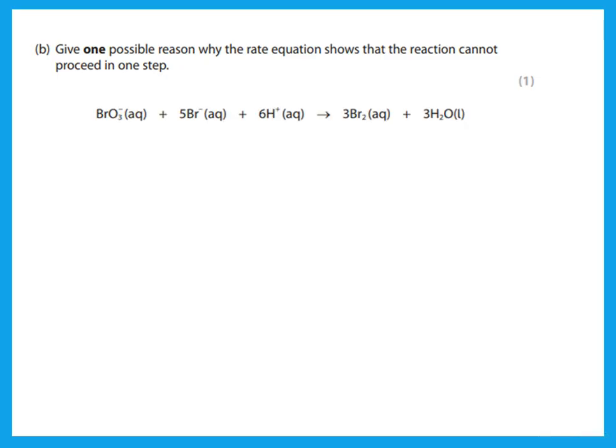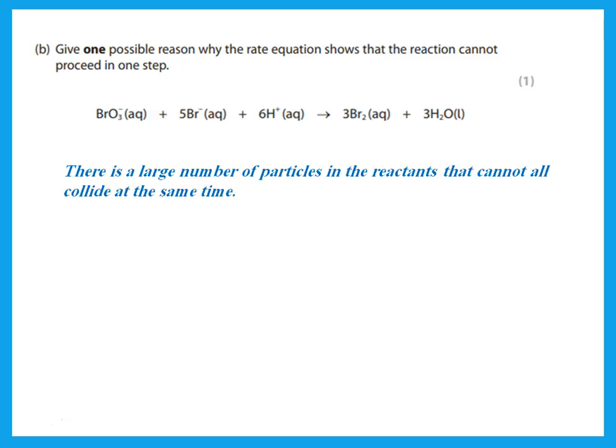Again, we said if I have several reactants, if they're just 2 reactants, they can happen in one step, theoretically. But if I have many reactants, then there is a large number of particles in the reactants that cannot all collide at the same time. So it has to happen in more than one step.